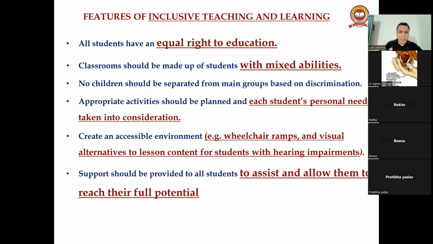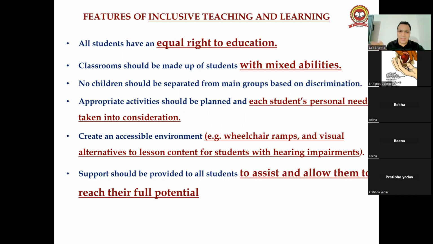Guys, one point: we do the features of inclusive education, then we will talk about the barriers, the bottlenecks, the problems. Why are we not implementing inclusive education? Inclusiveness, inclusive education, inclusion, special education, they have different names, but all are the same, the meaning is the same. So first we talk about the features of inclusive teaching and learning.